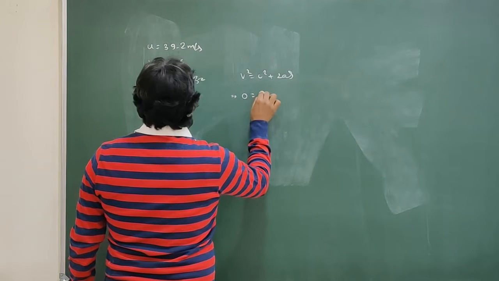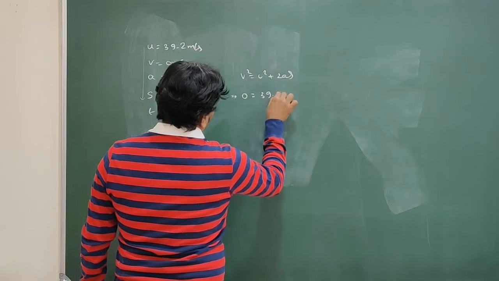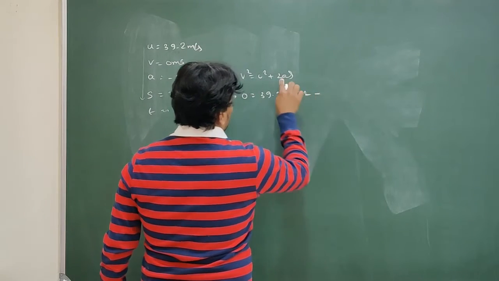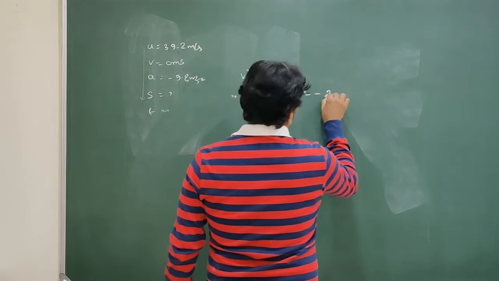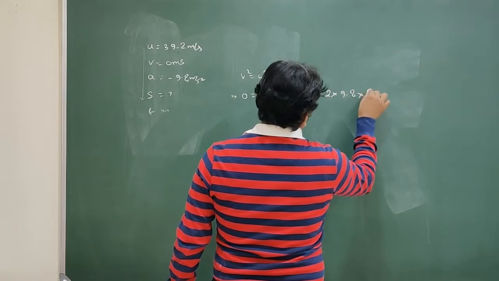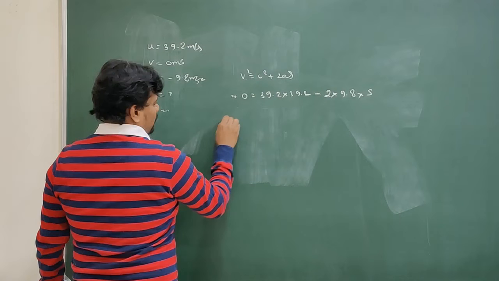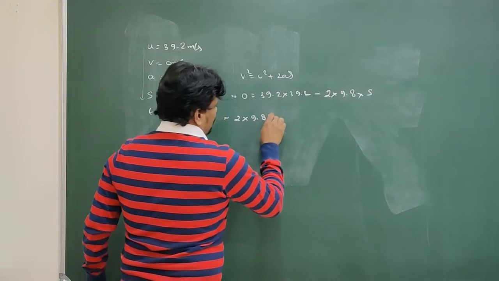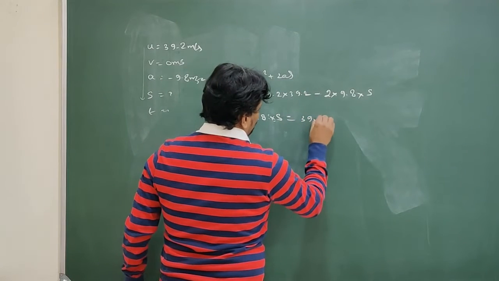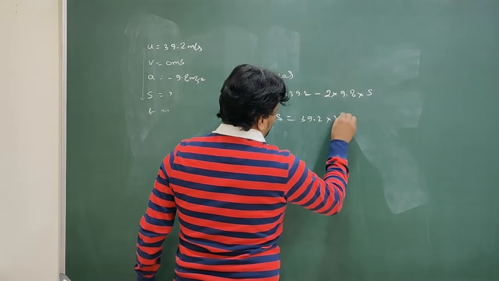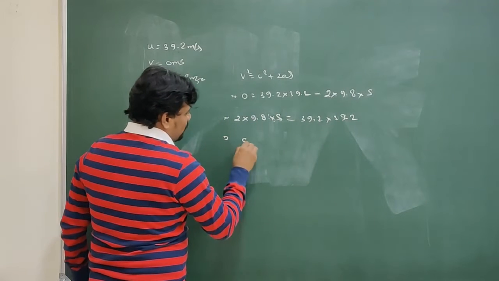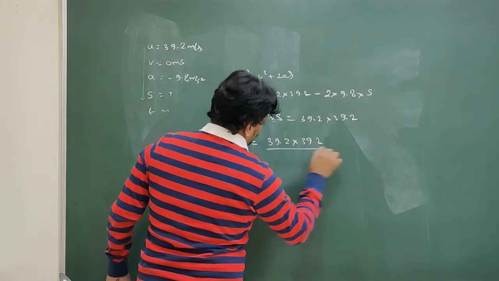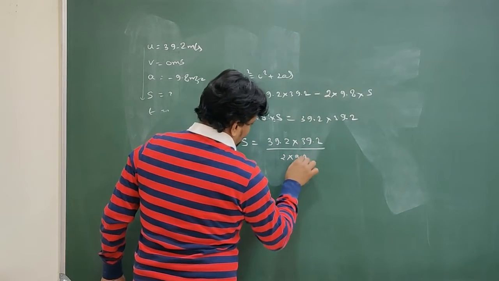V square is equal to U square plus 2AS. V is 0, U square is 39.2 into 39.2. माइनस लगा दिया मैंने यहाँ पर, क्योंकि a -9.8 आएगा, तो 2 into 9.8 into S. इसको यहाँ ले आते हैं तो क्या हो जाएगा, 2 into 9.8 into S is equals to 39.2 into 39.2. अब S equals to क्या है, 39.2 into 39.2 upon 2 into 9.8.